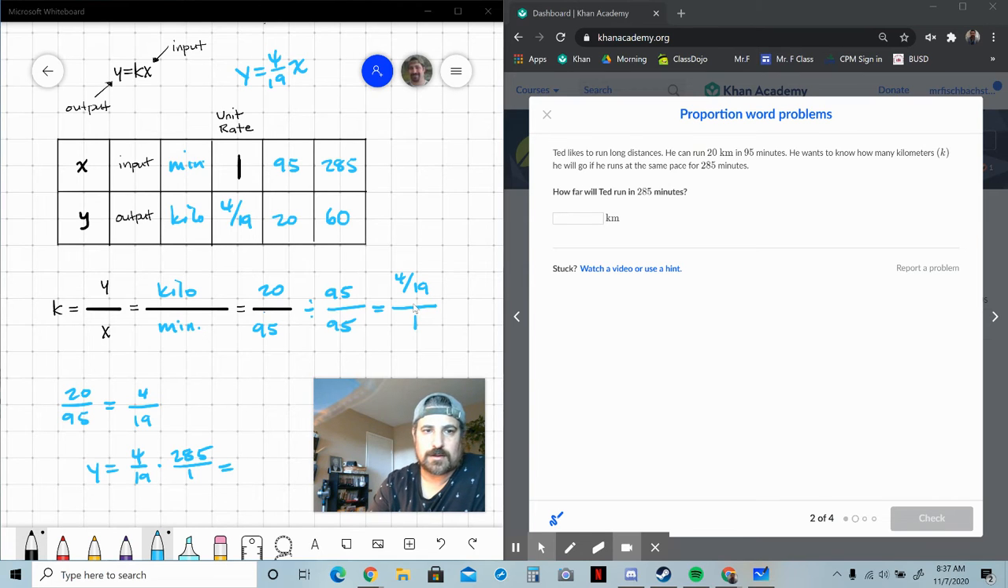The unit rate is 4/19 of a kilometer per mile, per minute, I should say. And that's our equation. We've got all the things we need. This time we'll get it right. So how far will Ted run in 285 minutes? He will go 60 kilometers.